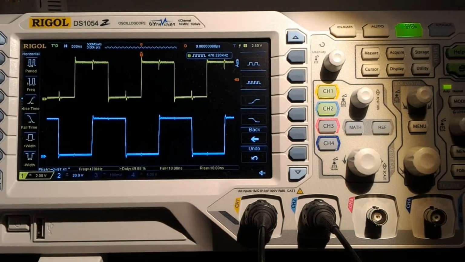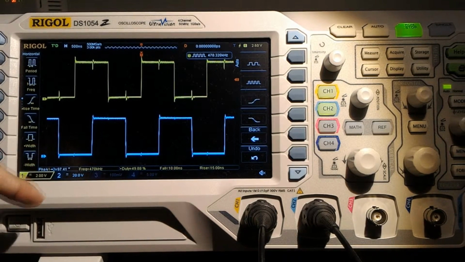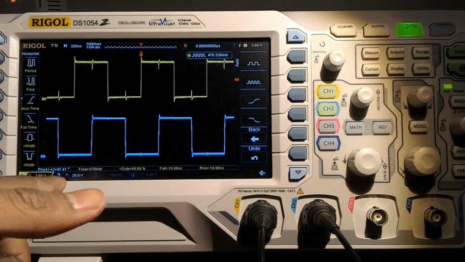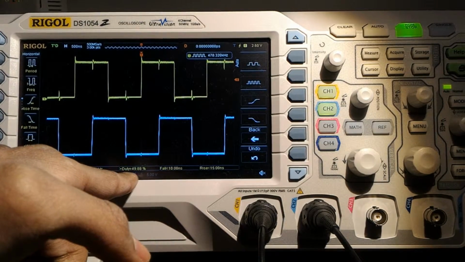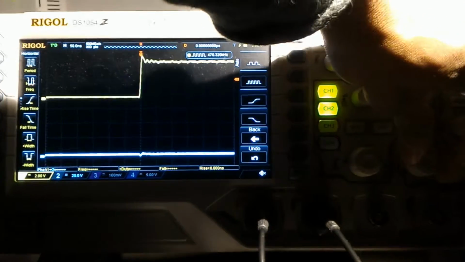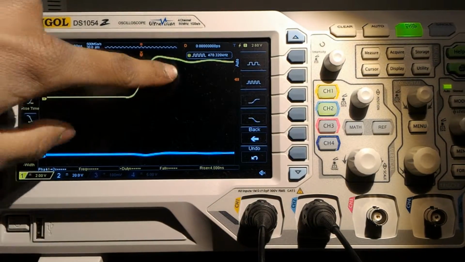For switch mode power supplies, I wouldn't go above the 500 kilohertz range, especially because the transformers and such can't handle such speed. But as we can see, at 500 kilohertz, the phase shift is about 100 degrees. Frequency is at 470, the duty cycle is at exactly 50%, and if you take a look at the rise time of waveform 1, it's about 5 nanoseconds.